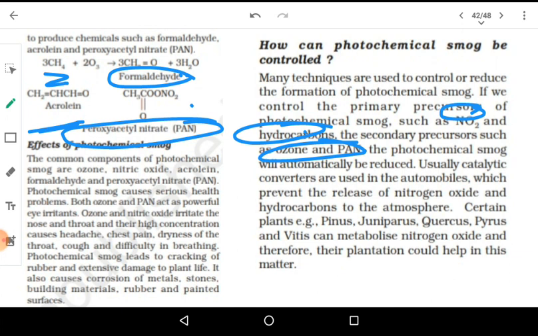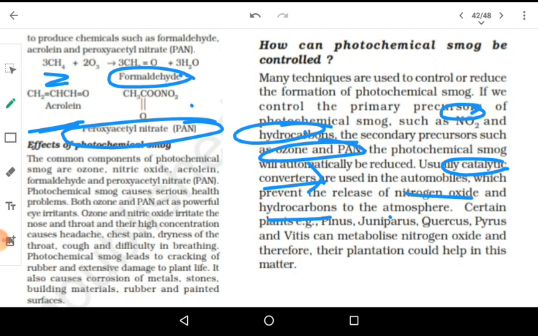By using catalytic converters in automobiles, nitrogen oxide and hydrocarbons can be reduced, because nitrogen oxide gets converted to nitrogen and dioxygen, which are comparatively less polluting, and hydrocarbons are completely combusted to form CO2 and H2O by the use of catalytic converters. So that is one method of reducing this particular type of photochemical smog.